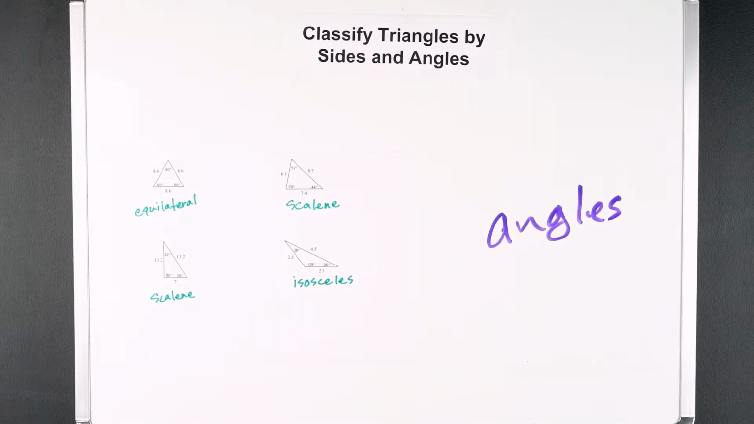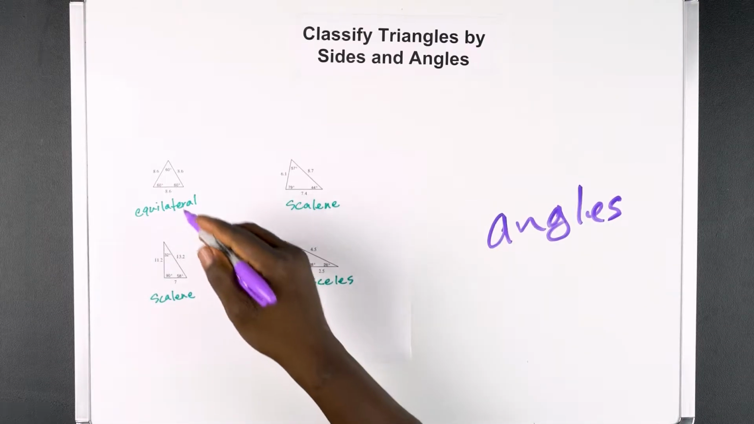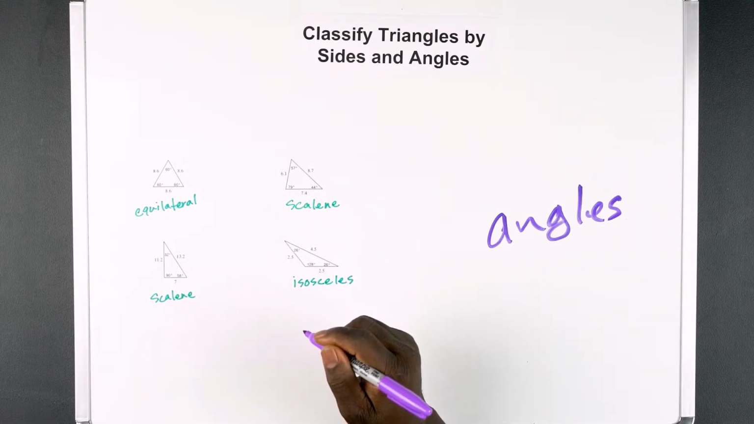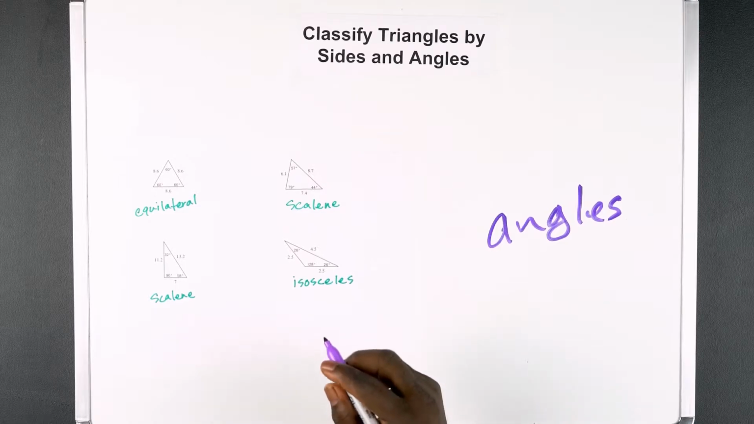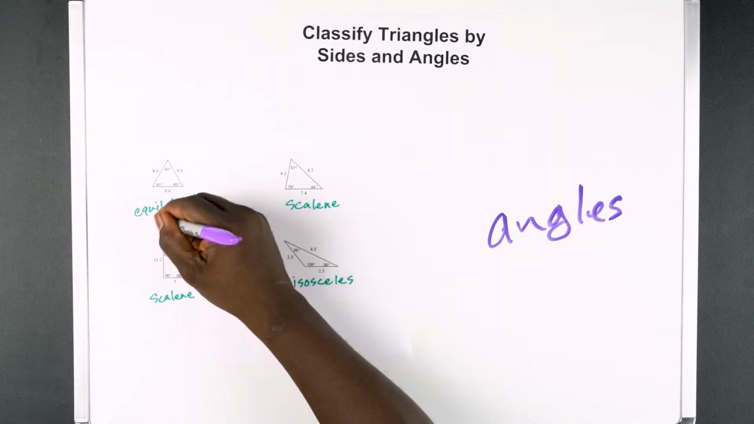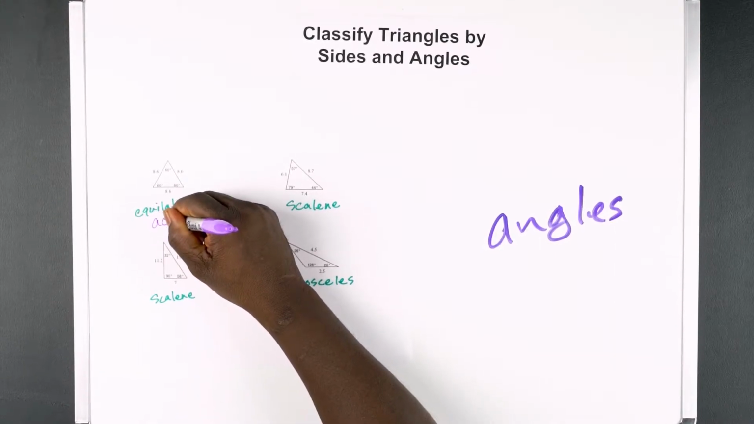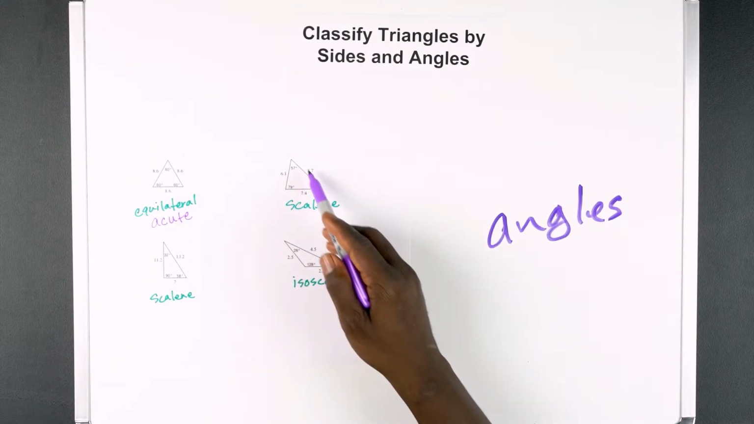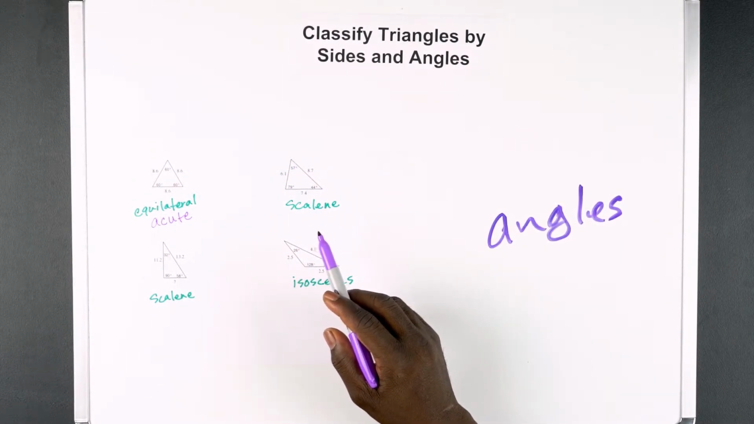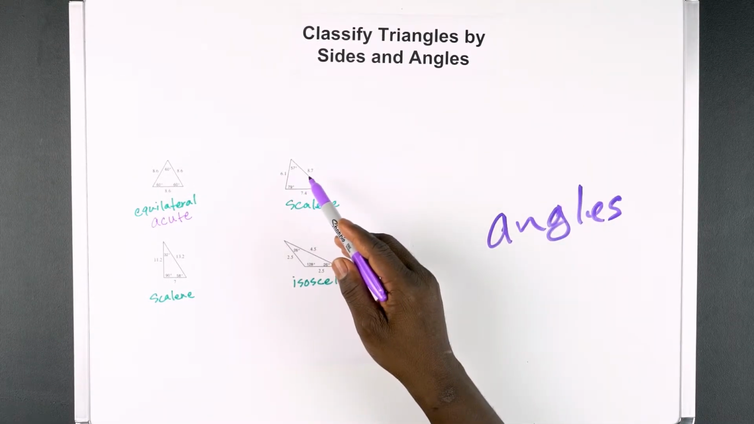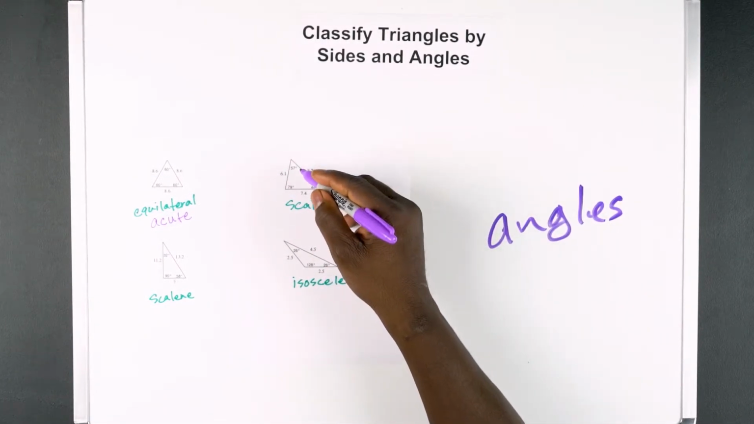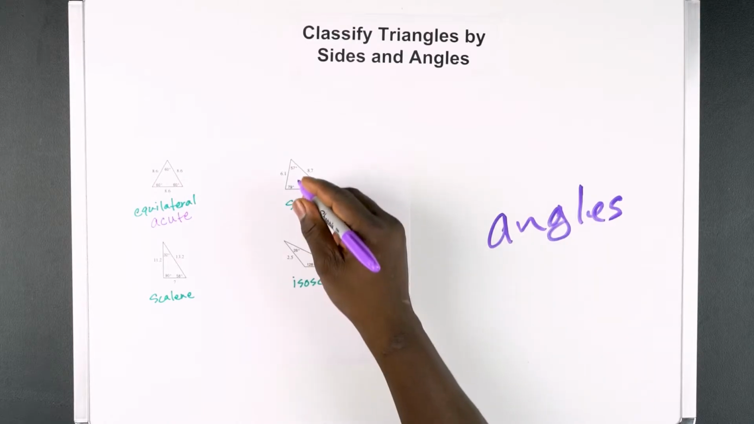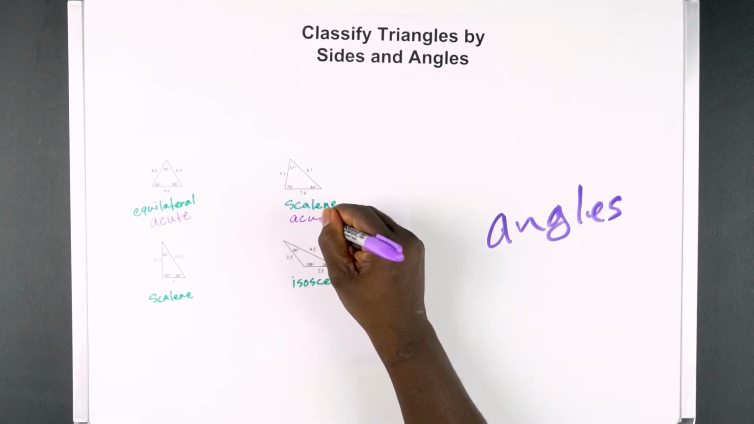So let's take a look at what we have here. Starting here, we notice that all of the angle measures are 60 degrees. So in that case, we're going to call this an acute triangle. Now let's come over here. We notice that all of the angles here are measuring less than 90 degrees, just like this one over here. We're going to also call this an acute triangle.